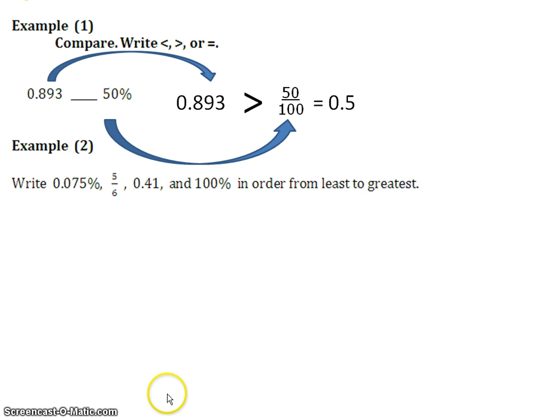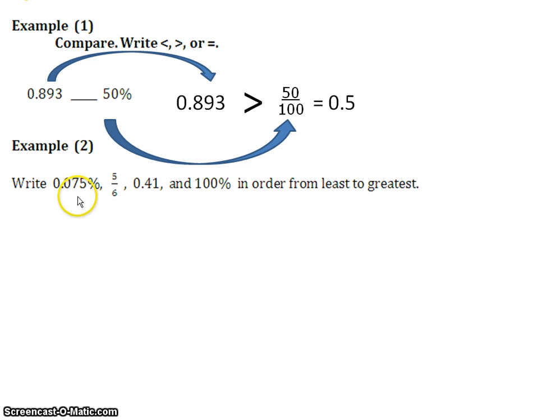In example 2, we're asked to write 0.075%, 5/6, 0.41, and 100% in order from least to greatest. It's going to be a lot easier if all of those numbers are written in the same form. In this example, I'm going to convert them all into fractions. From that, I'm going to convert those fractions into decimals.